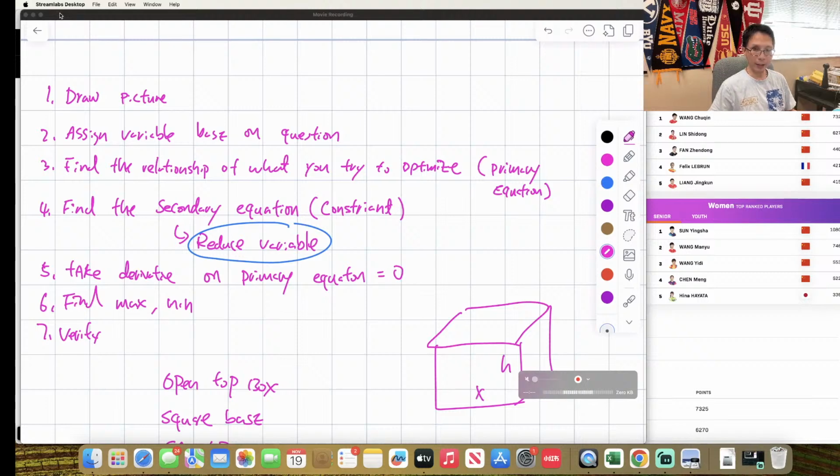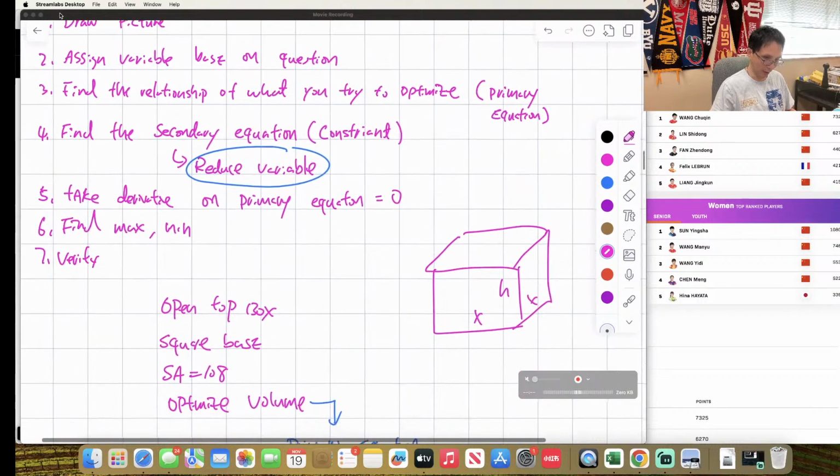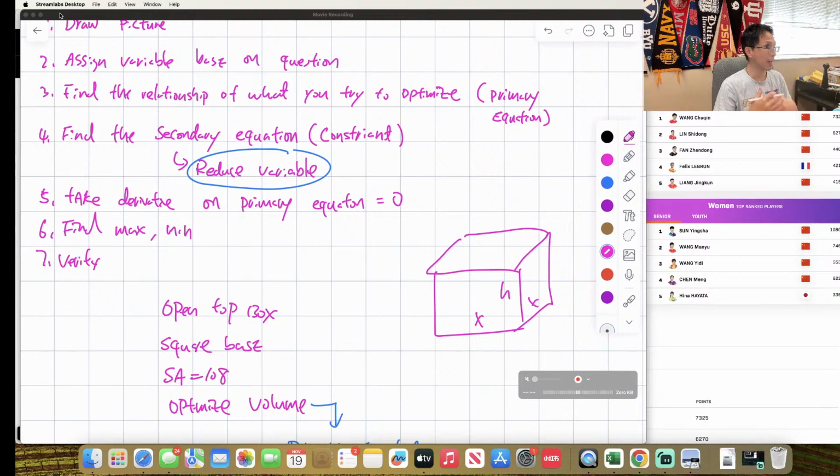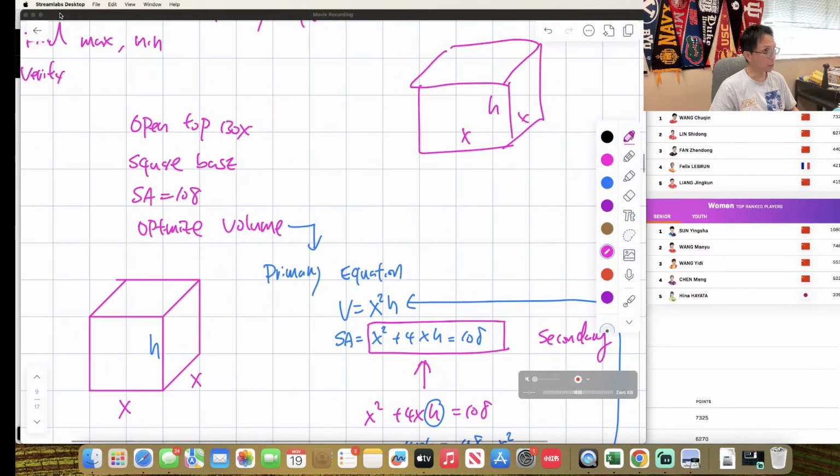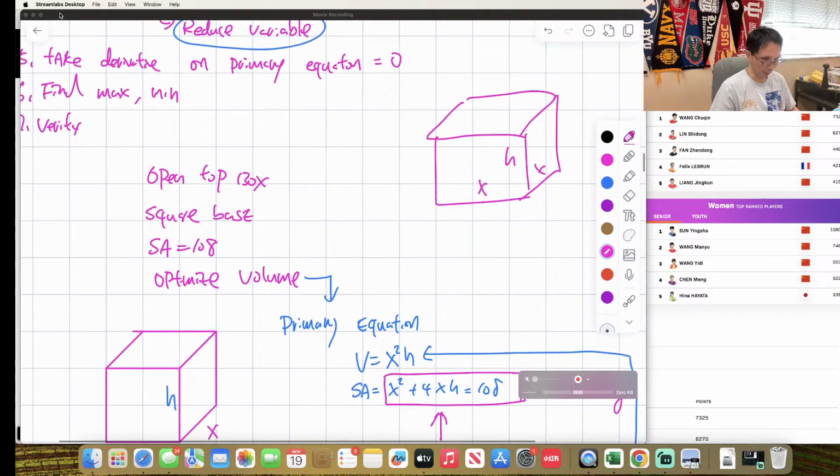Now the hardest part is to visualize this box. A lot of you guys don't know how to visualize the box. A lot of you think it's just x times h. No, it's not. The bottom base is x squared. The lateral is xh. So the volume is length times width times height, so it'd be x squared h, and the surface area is x squared plus 4xh equal to 108. Because the bottom base is x squared and the lateral sides are 4xh.